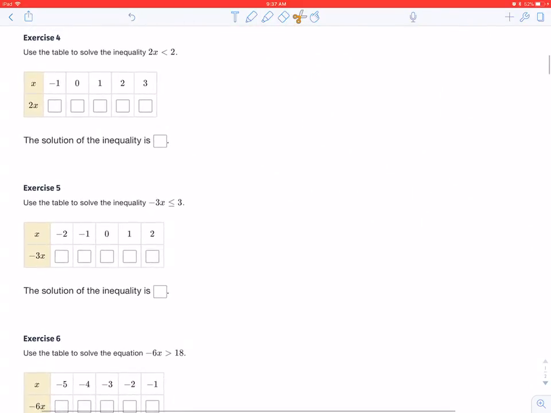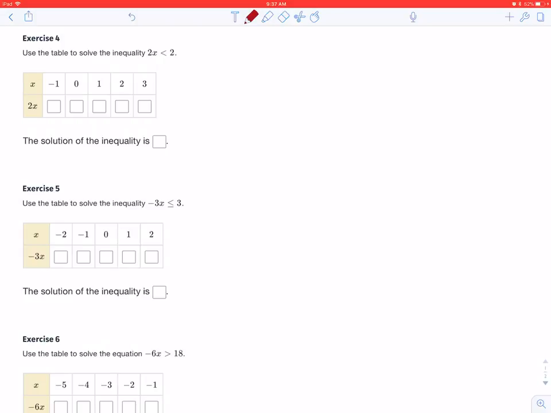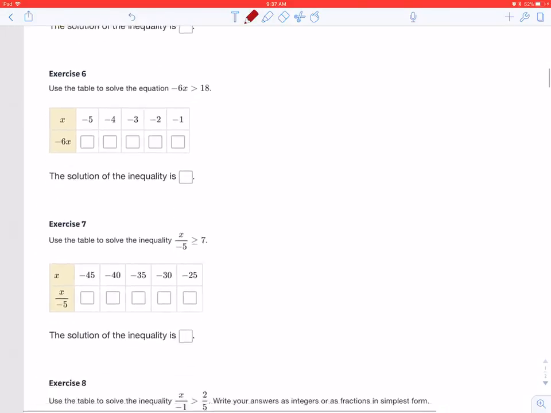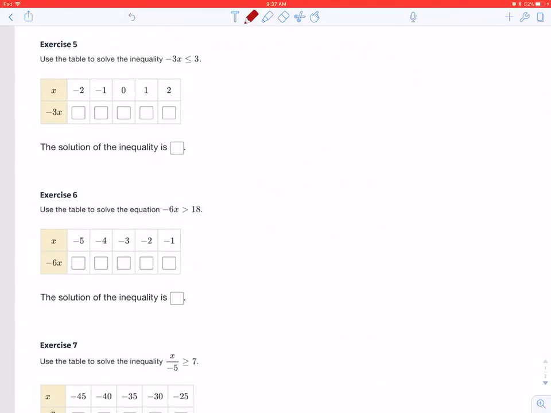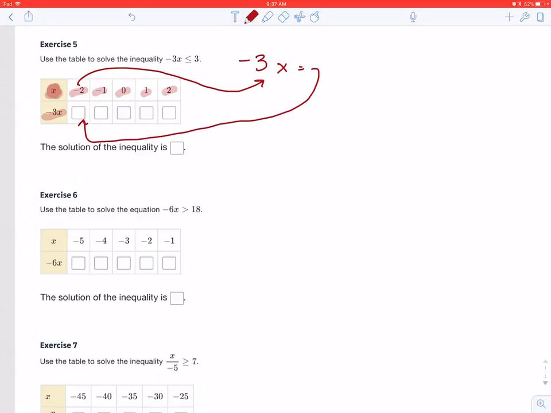Numbers 4 and 5. I get a lot of questions on this. So what numbers 4 and 5 and then 6, 7, all these table questions want you to do is this. They're giving you values of x. They're saying use the table to solve the inequality negative 3x is less than or equal to 3. And then they give you these values of x: negative 2, negative 1, 0, 1, 2. And then they give you this expression, negative 3 times x, which is the same expression as up here. What they want you to do here is take that negative 3x and substitute these values in for x, and whatever that equals, they want you to put it into the little boxes.